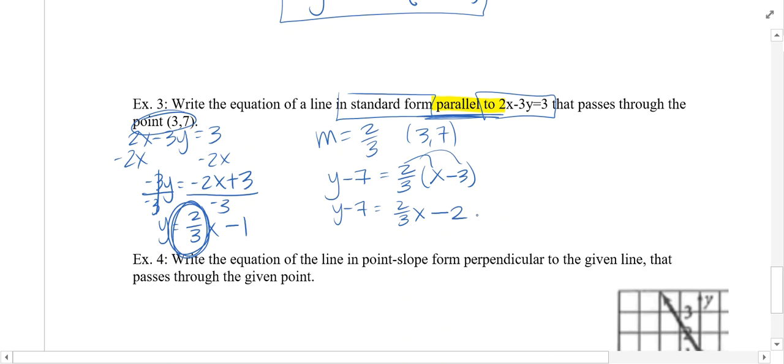And it's a standard form. Remember, the x's and the y's are on the same side, and we have no fractions, and the first number can't be negative. So first I'm going to move some things around. So I'm going to subtract 2/3 x. And then I also need to add this 7. It needs to get out of the way. So I'm going to continue over here. So I have negative 2/3 x plus y, and then 7 minus 2 is 5.